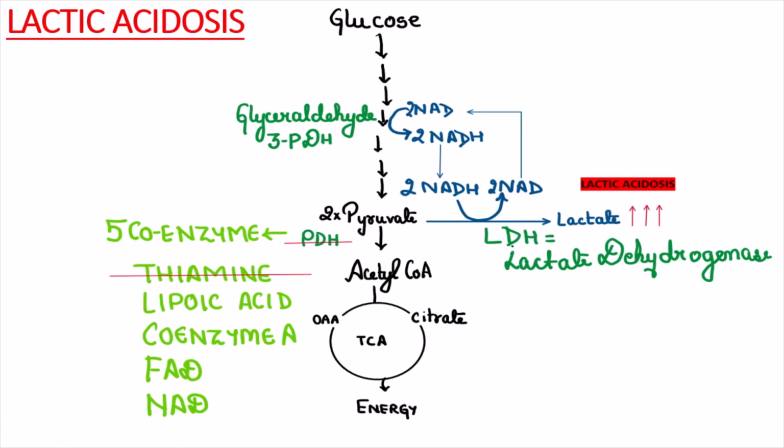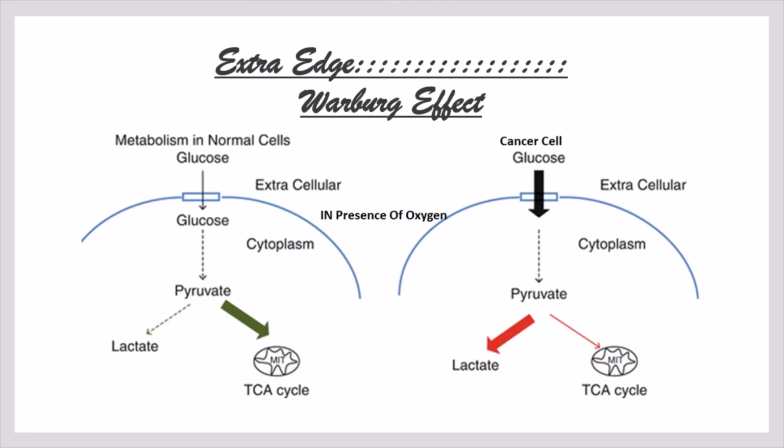Now, let's also see what is the Warburg effect. Usually, a normal cell, when it takes up glucose, will metabolize it to pyruvate, which will then enter the TCA cycle. But cancer cells, indeed rapidly growing tumor cells, metabolize glucose to lactic acid even in the presence of oxygen. This process is known as the Warburg effect, which was described by Otto Warburg.